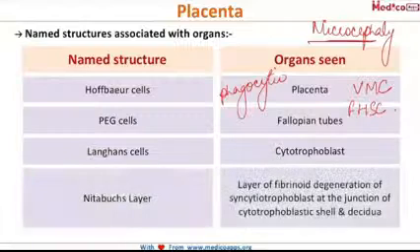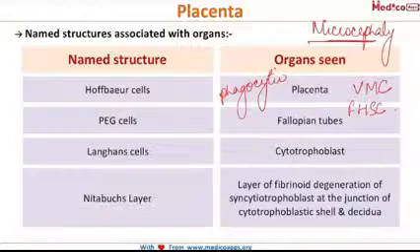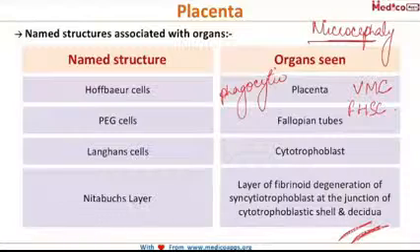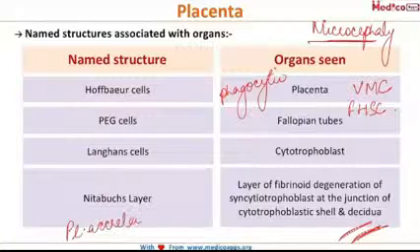The next named structure that we are going to discuss is the Nitabuch layer. What is this Nitabuch layer? It is a layer of fibrinoid degeneration of the Syncytiotrophoblast present at the junction of the cytotrophoblastic shell and the maternal decidua. Now this Nitabuch layer limits the further invasion of the trophoblast into the decidua, and if this Nitabuch layer is absent, then it leads to placenta accreta.